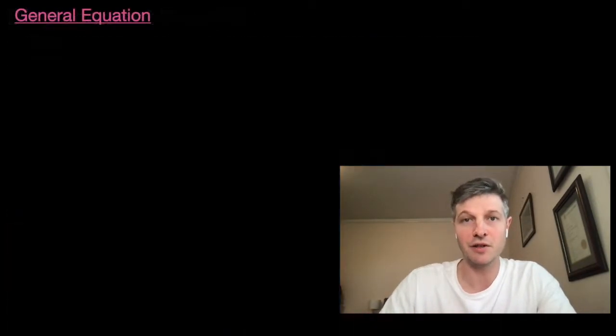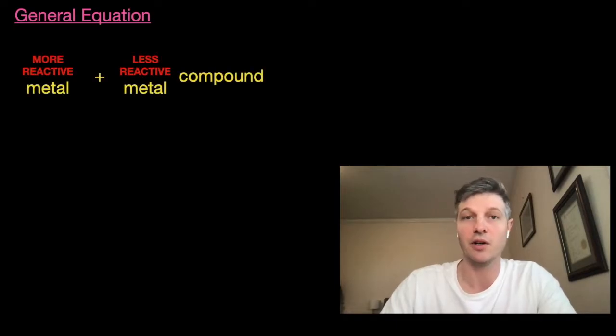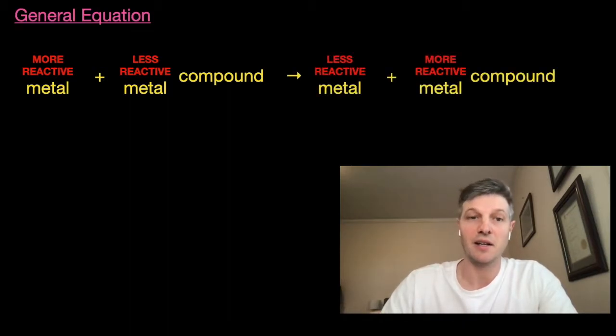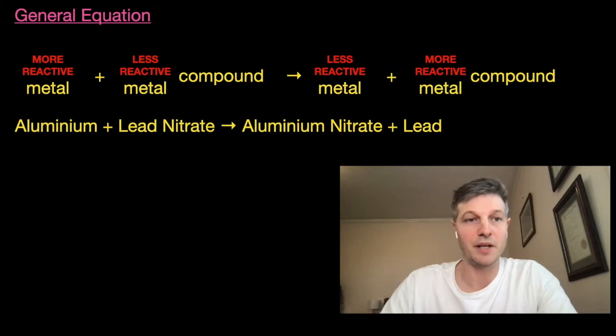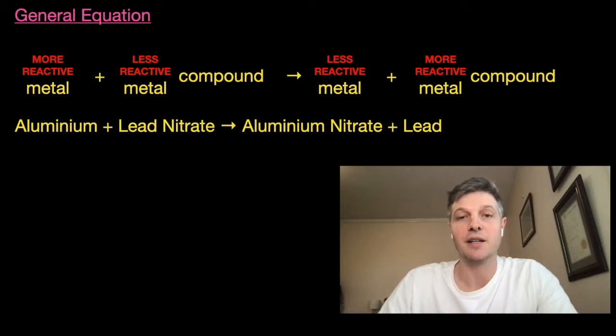So our general equation is going to look like this. You have your more reactive metal and your less reactive metal compound, which will give us that less reactive metal by itself, and then the more reactive metal taken over that compound. An example here would be aluminium and lead nitrate. Aluminium is a more reactive metal than lead, so it takes over the nitrate and becomes aluminium nitrate and lead.